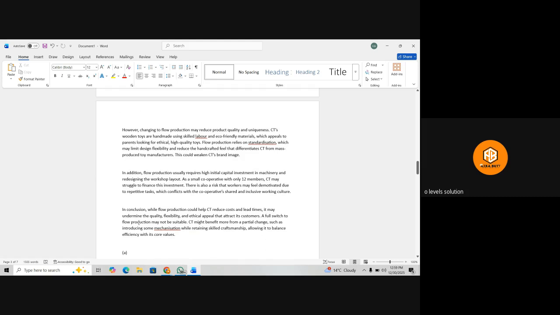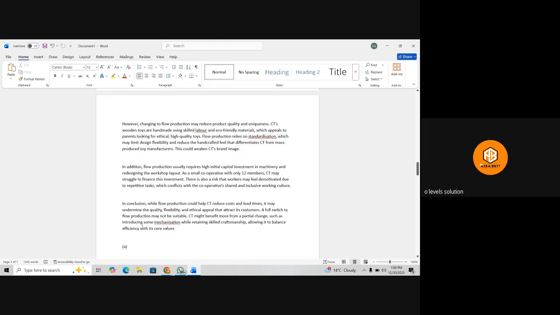So, in conclusion, whether CT should choose flow production or not, we are going to make a decision. While flow production could help CT reduce costs and lead times, it may undermine the quality, flexibility, and ethical appeal that attract its customers. So a full switch to flow production may not be suitable. CT might benefit more from a partial change, such as introducing some mechanization while retaining the skilled craftsmanship, allowing it to balance efficiency with its core values.